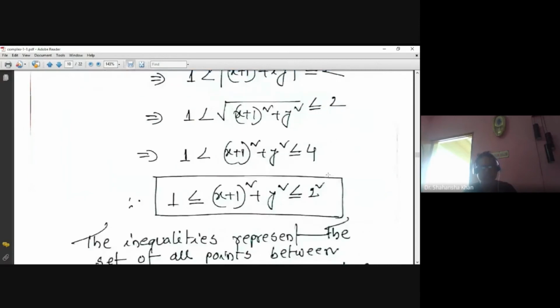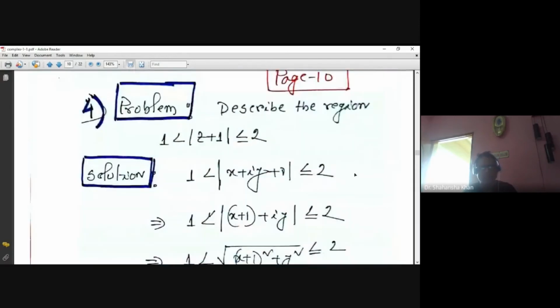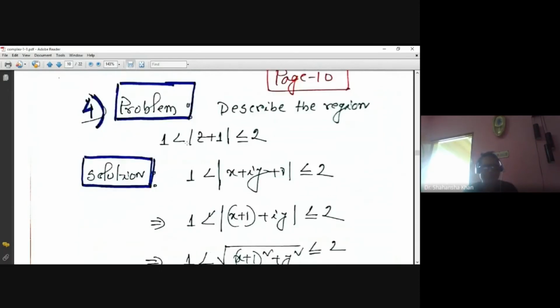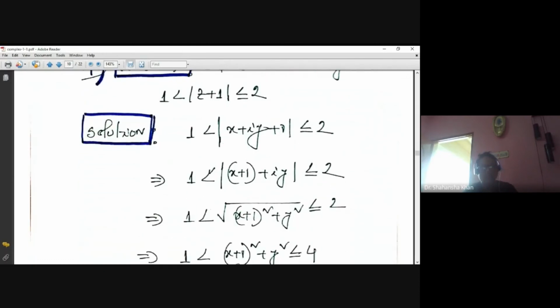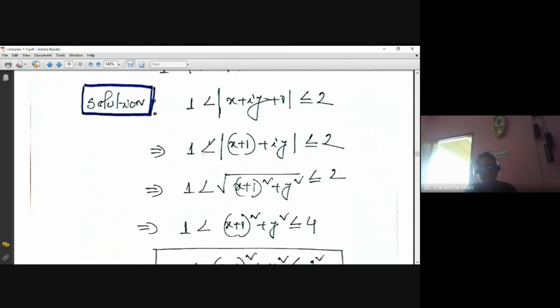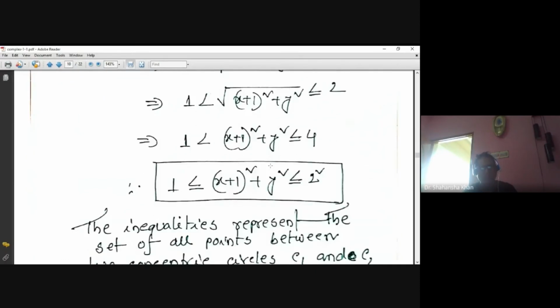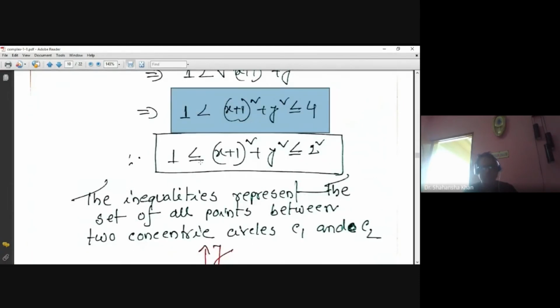If we want to solve this maths, at first it is very easy. 1 less than or equal to modulus of z plus 1 less than or equal to 2. At first we simplify the complex number as x plus 1 plus iy and take the modulus. These are two equations of circles. The inequality represents the set of all points between two circles. This is circle number 1 and this is circle number 2.